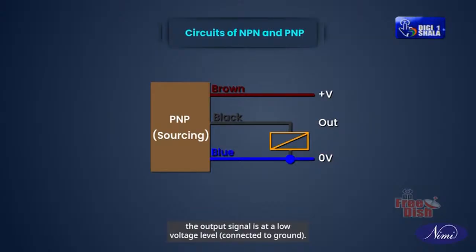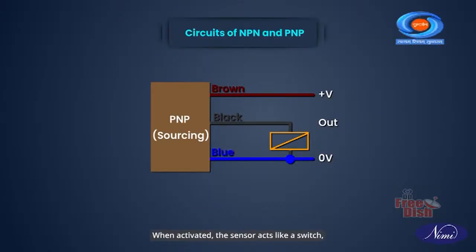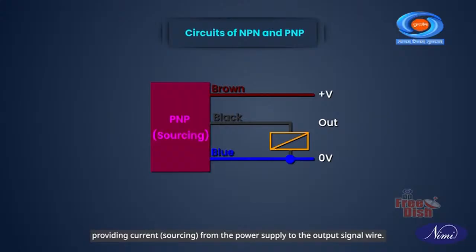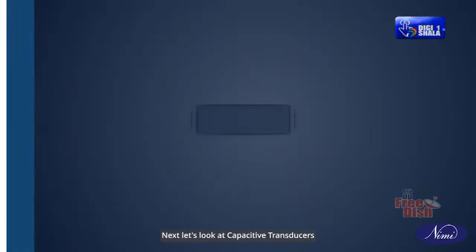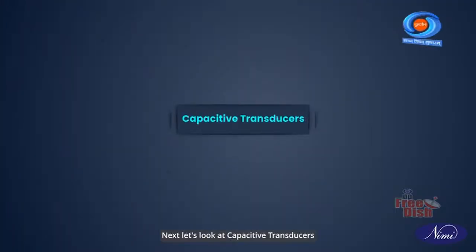PNP or sourcing. In its inactive state, the output signal is at a low voltage level. When activated, the sensor acts like a switch, providing current from the power supply to the output signal wire. Next, let's look at capacitive transducers.